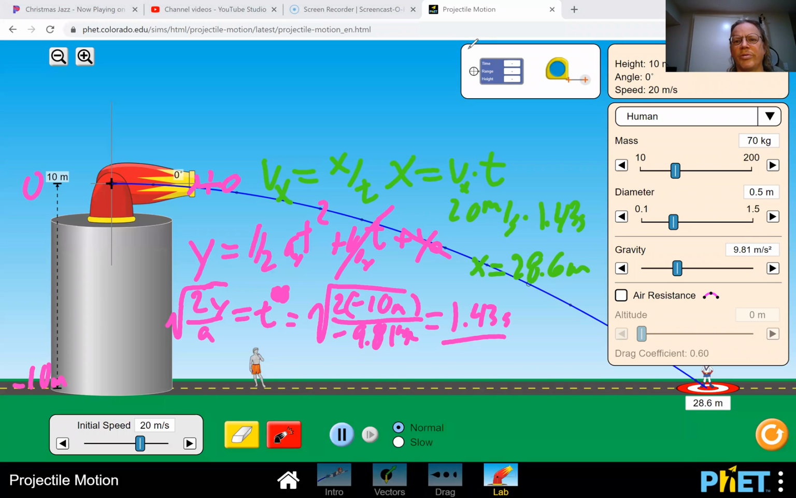I'm going to go with dark blue down there so we can see that stuff. So that was, I nailed it, guys. It landed right on there. But how fast was that person going the instant before hitting? That's the second part of your lab.